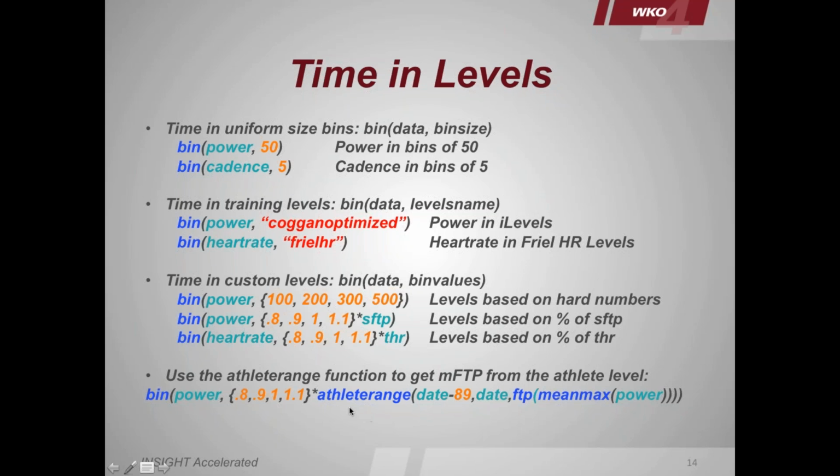There's an example I have down here that shows how you can use the athlete range function. I have more on that later, but if you don't want to use SFTP, if you want to use your modeled FTP, instead of multiplying by SFTP, you can multiply by your modeled FTP based on the last 90 days using that expression.